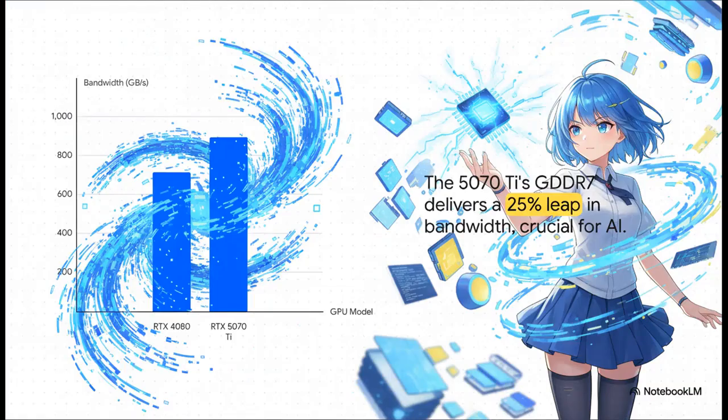Let's just zoom in on that memory bandwidth line for a second, because for AI, this is huge. We're talking a full 25% jump in speed thanks to that new GDDR7 memory. So what does that actually mean for you? Simple, less waiting. It means loading up massive models and datasets faster. When your work is bottlenecked by memory, a 25% boost is like night and day.